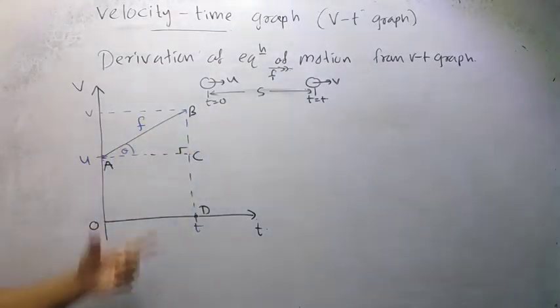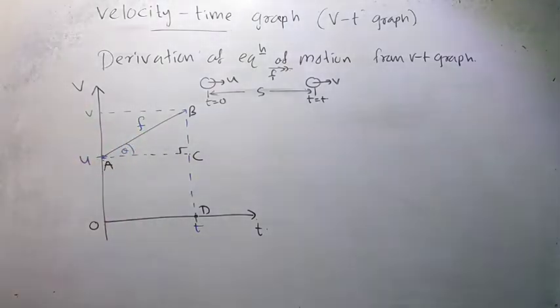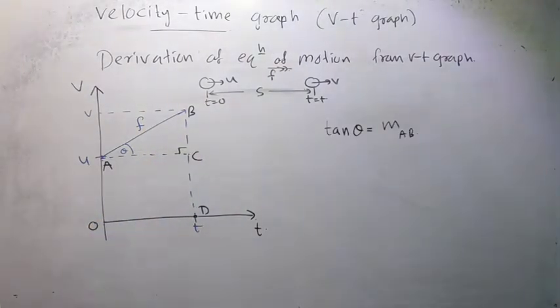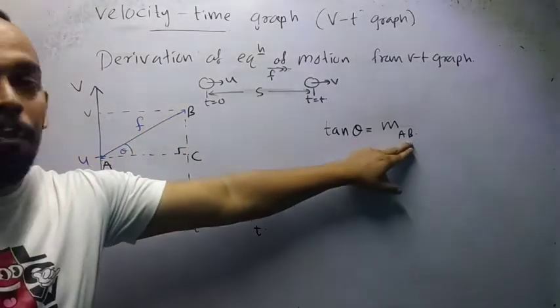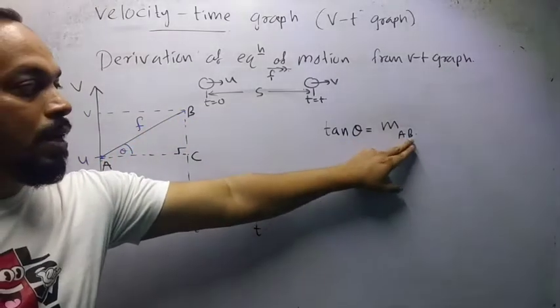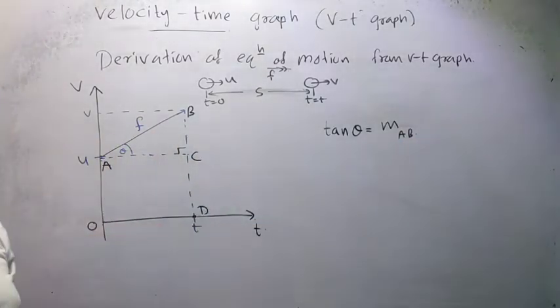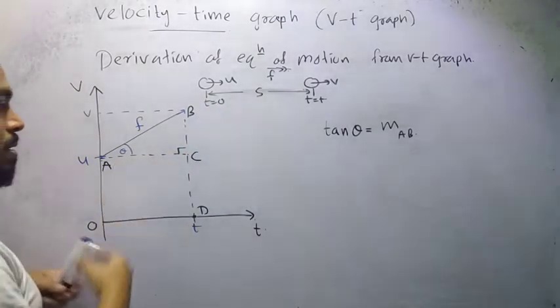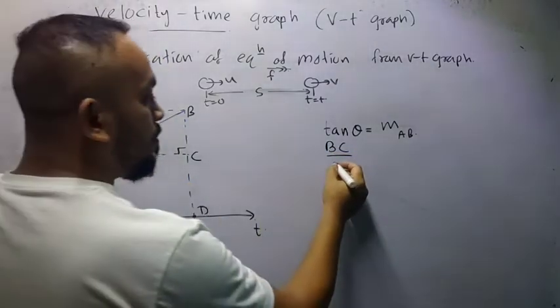As I mentioned here, the slope of a line segment gives you the acceleration of a particle. Now let's prove this. The gradient of the line segment AB, M_AB, is equal to tan theta. So what is tan theta? Tan theta is this difference divided by this difference, so tan theta is BC divided by AC.